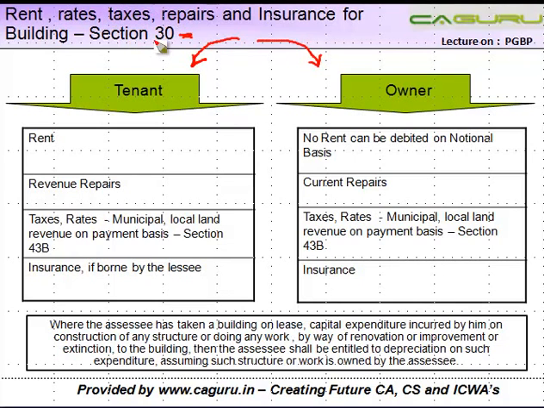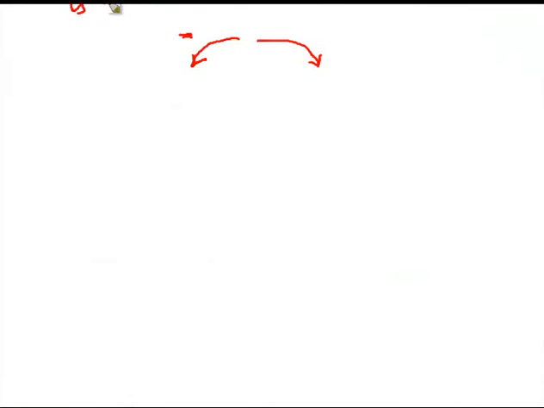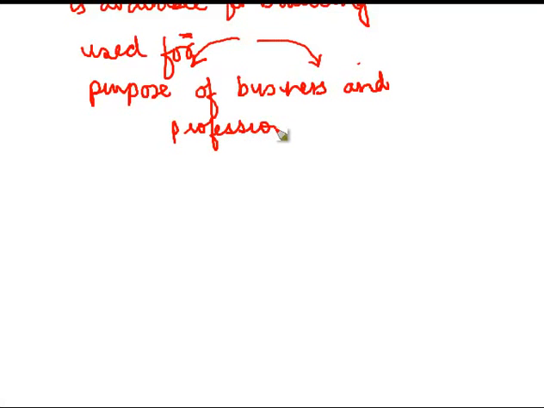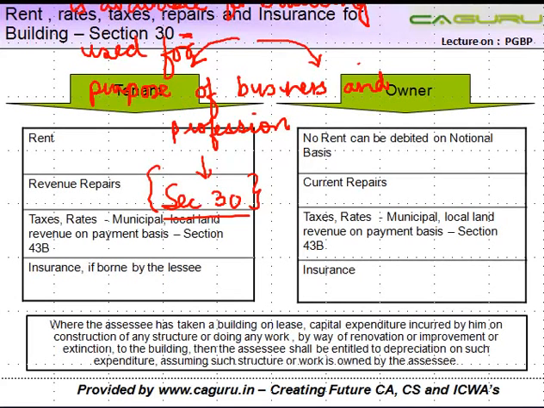This deduction that we are talking about, please note, is available for building used for purpose of business and profession. So it's only when it is used for the purpose of business and profession that you come under section 30. If you are using it for your home purposes, you're just living in it, then it is not covered under section 30.